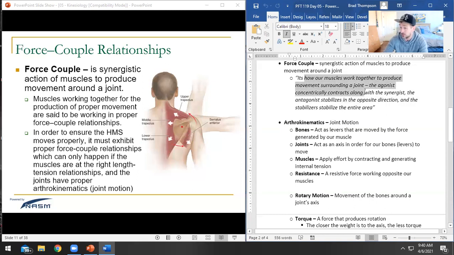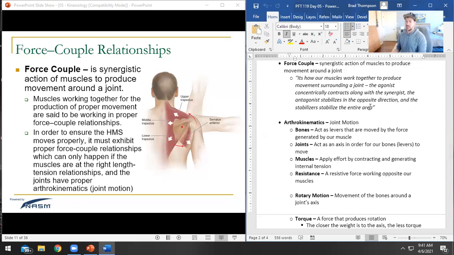The agonist concentrically contracts along with the synergist, which is also concentrically contracting, so the agonist and the synergist are working together. The antagonist muscle is pulling in the opposite direction, but hopefully there's a good force couple relationship, so it's not pulling too much. It's just pulling enough to create some stability. And then your stabilizer muscles are holding the rest of the joints that really aren't associated with the muscle that you're working directly, but they're stabilizing everything around, so you have a good base of support. Basically, they're holding your spine in place while you do something else.